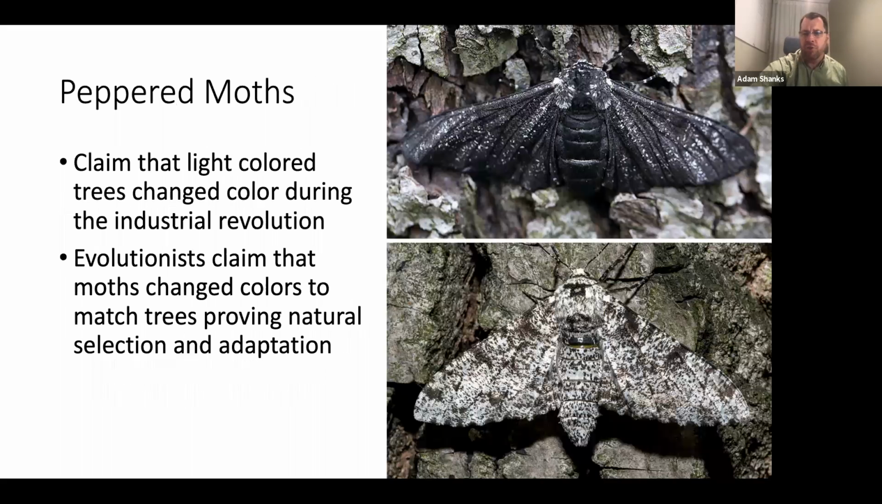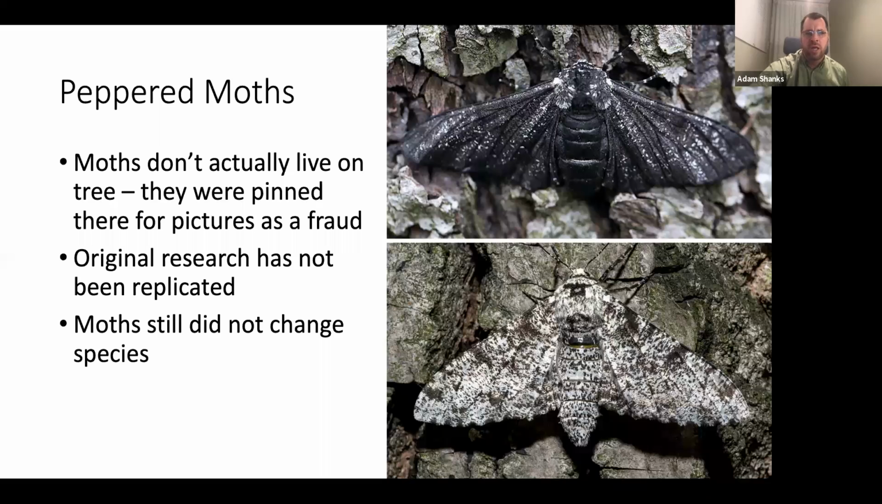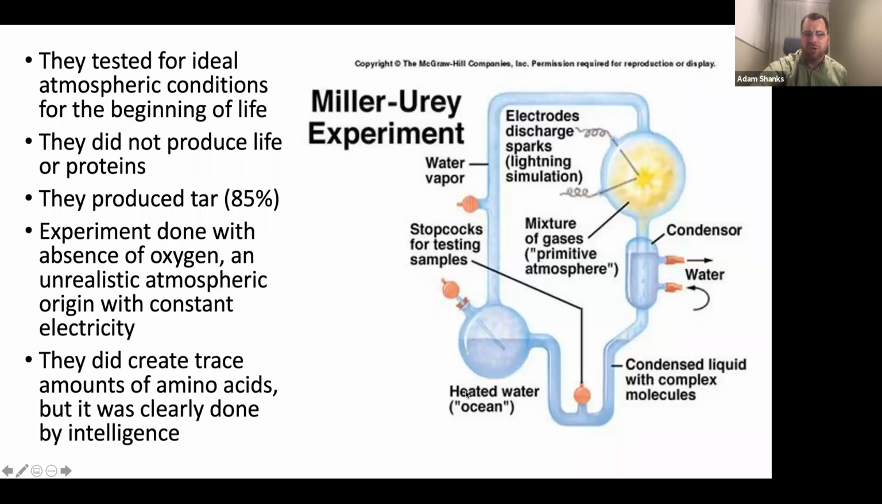The peppered moth hoax that was perpetuated during the Industrial Revolution. The Miller-Urey experiment, which actually didn't produce life. It produced a trace of amino acids, but it was done by intelligence, and predominantly done in an untrue, impossible atmospheric condition. And really, mostly what they produced was waste, not a beautiful display of life that all works together.